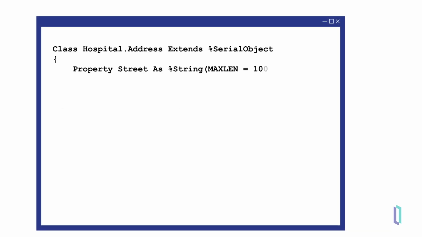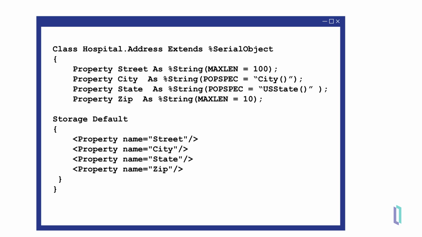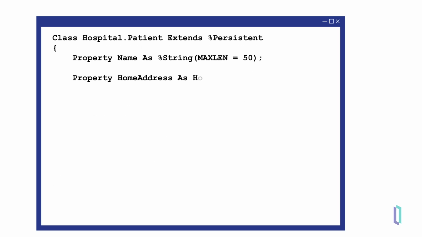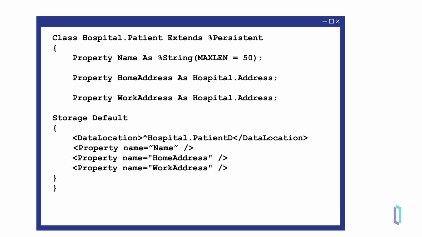Let's begin by defining a serial class called Hospital.Address, which represents a mailing address and includes properties such as street, city, state, and zip code. Because this class extends %SerialObject, its properties will be stored inside any persistent object that uses it. Now let's look at a persistent class that uses this serial object.